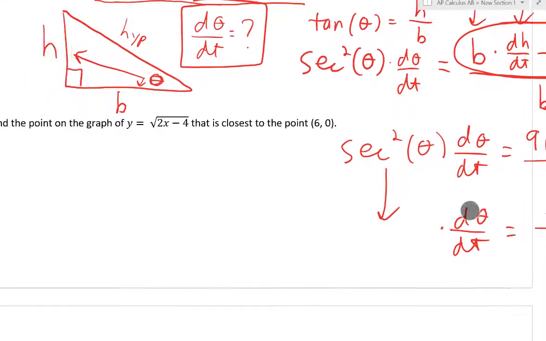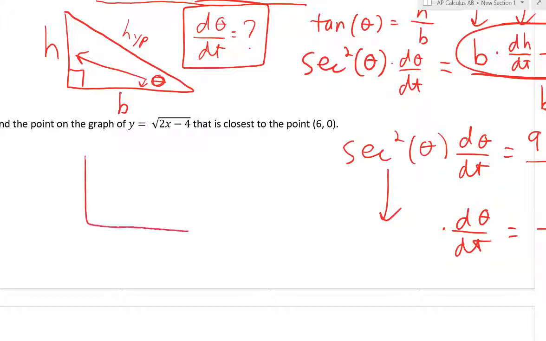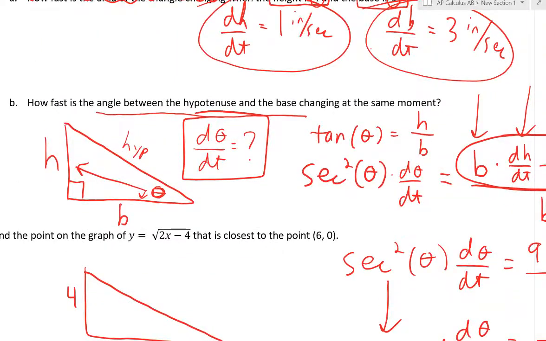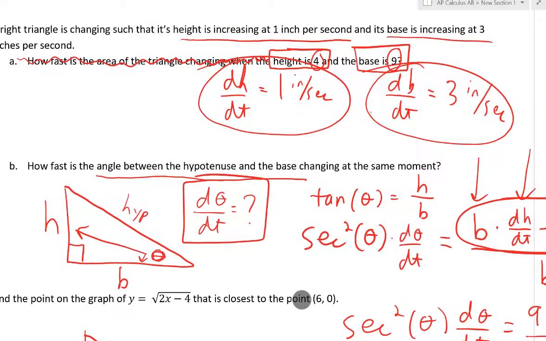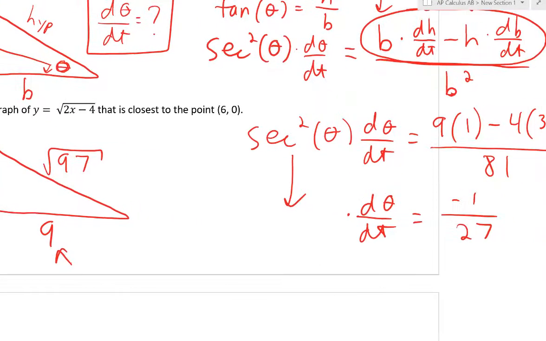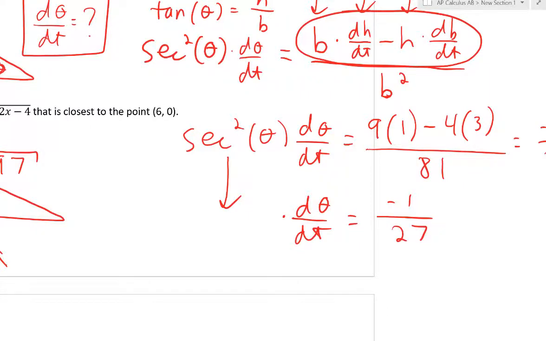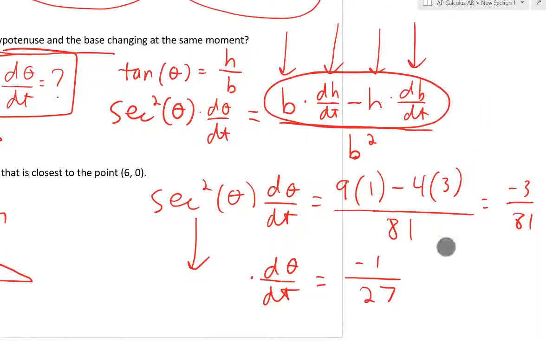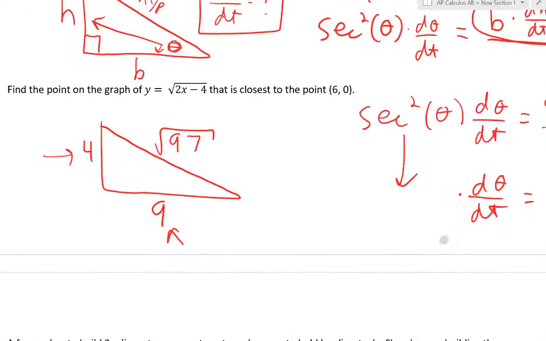Particularly secant of theta. So I'm going to draw this triangle again, and the height is 4 and the base is 9 currently. And by the Pythagorean theorem, that's right? Height is 4, base is 9. Pythagorean theorem, which is a squared plus b squared, that's going to be 16 plus 81, which is going to be the square root of 97. Okay? Making sure I did everything correctly here. I don't want to mess this up, and okay, I feel like this is good.